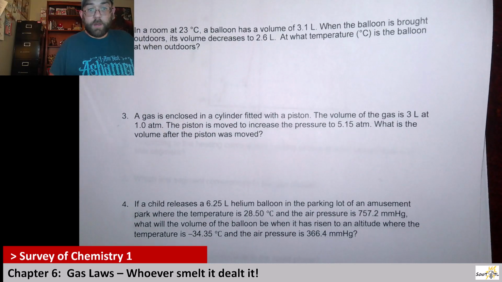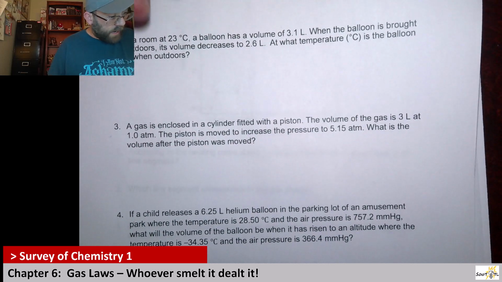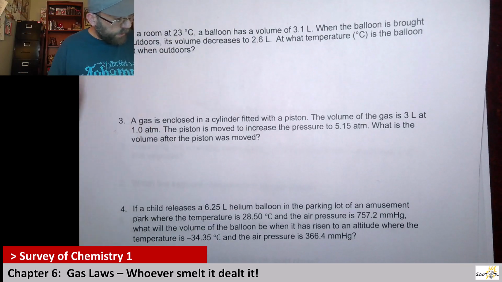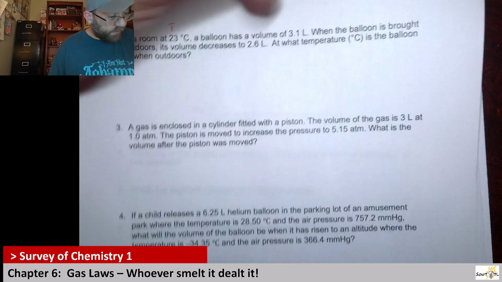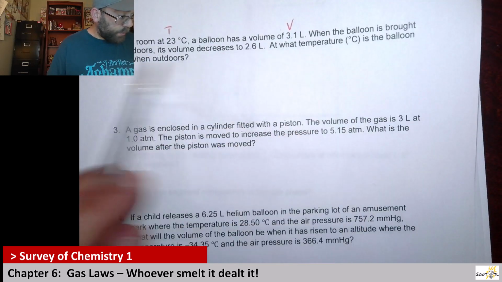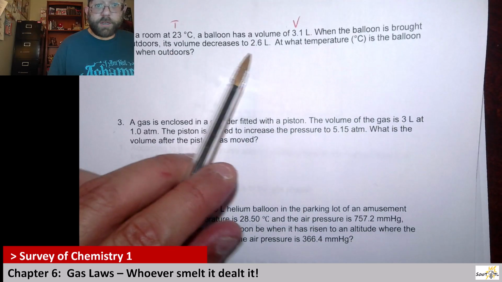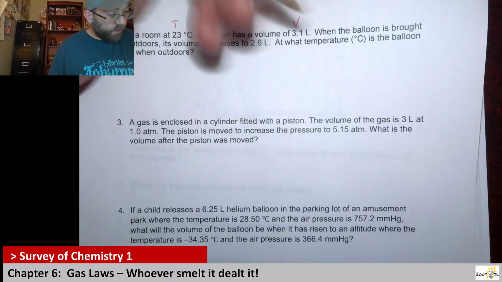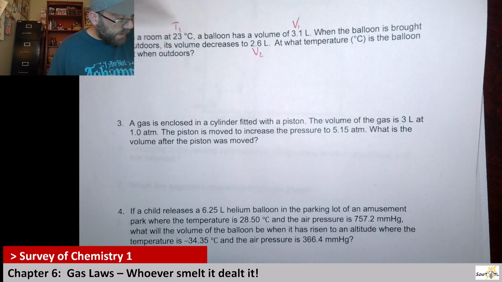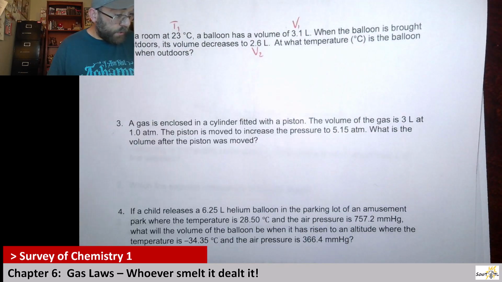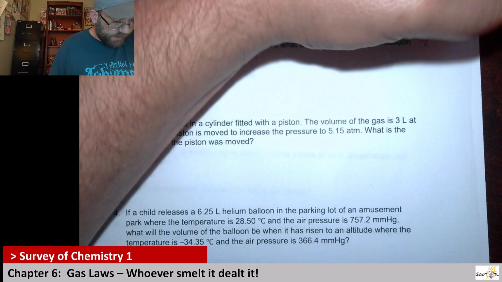Number 2. You've got a room at 23 degrees C, that's a temperature. A balloon has a volume, V, of 3.1 liters. When the balloon is brought outdoors, its volume decreases to 2.6 liters. So that's a new volume. So actually, I've got a V1 and a V2. I've got a T1, and then it wants to know the new temperature. It wants to know what is T2.